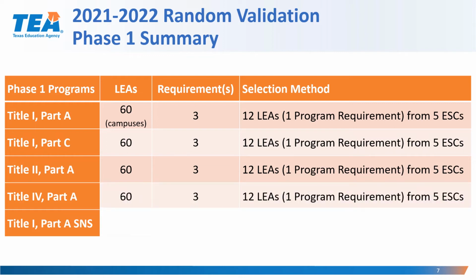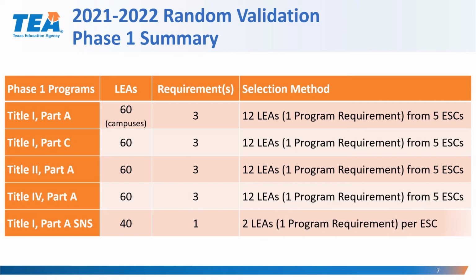For Title IV Part A, 60 LEAs will be selected with 3 program requirements. 12 LEAs will be selected from 5 different ESCs for submission of documentation for 1 program requirement. And for Title I Part A, Supplement Not Supplant, 40 LEAs will be selected for 1 program requirement, and it'll be 2 LEAs per Education Service Center.